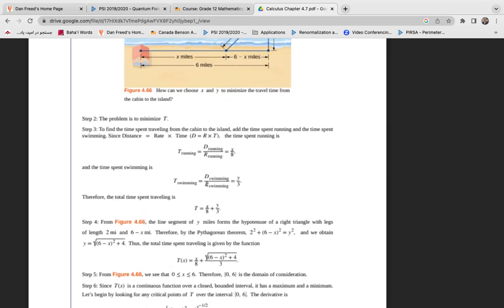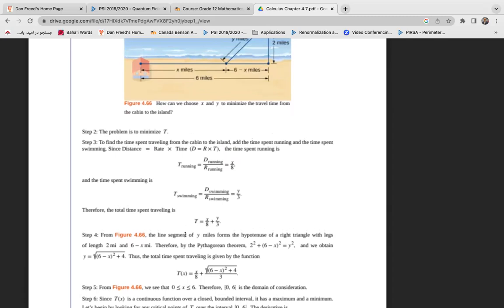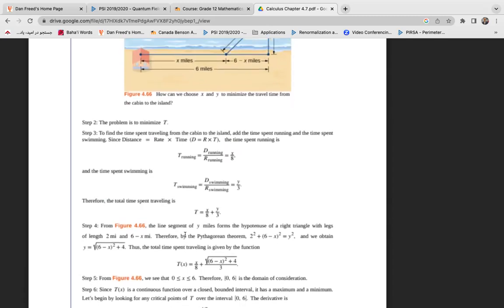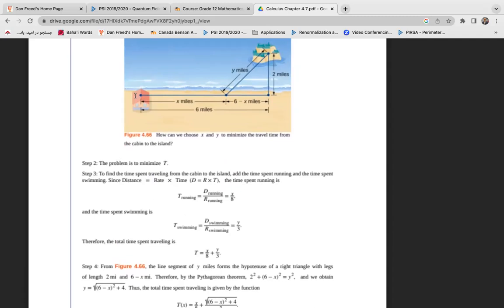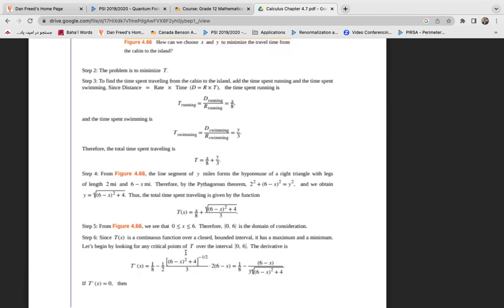So you have the time for swimming. The total time is the time for running plus the time for swimming. And that is your function, basically, that we computed from the real world problem. T is a function of x. You want to find its minimum. And be careful, x must be between 0 and 6. So the interval is also given. The interval is from 0 to 6, and T is given. I mean, we computed T.